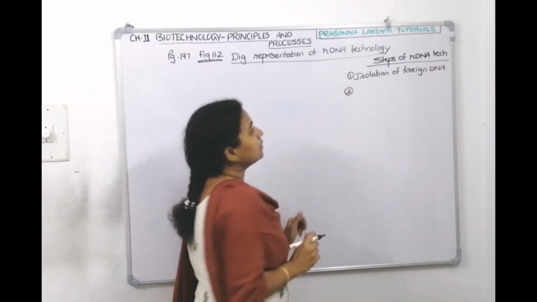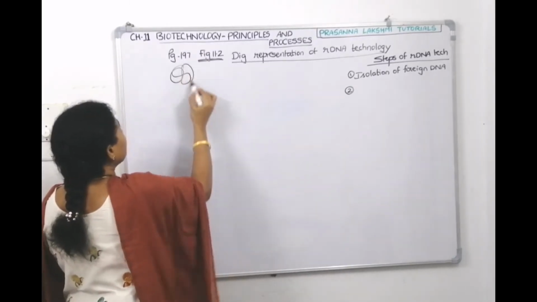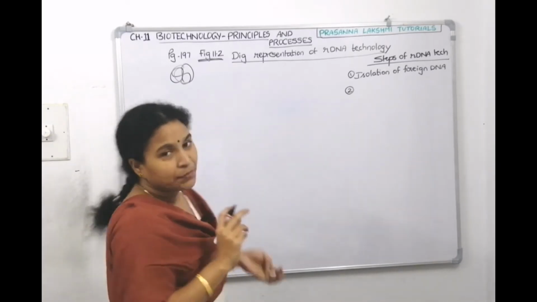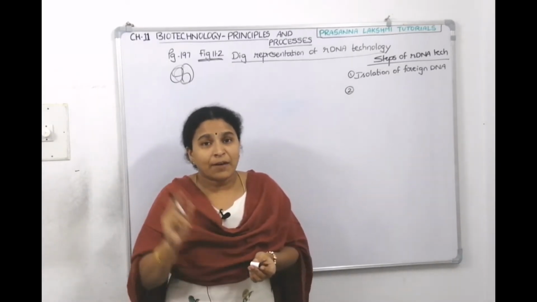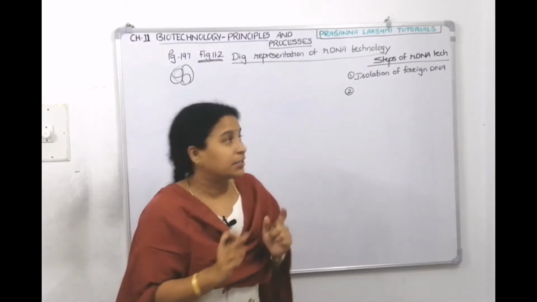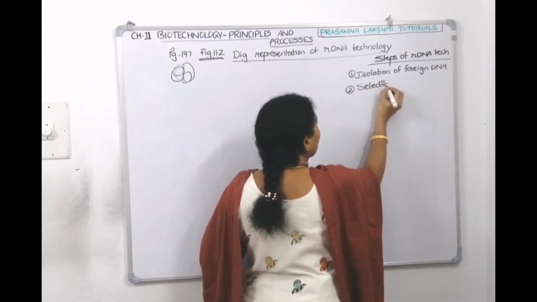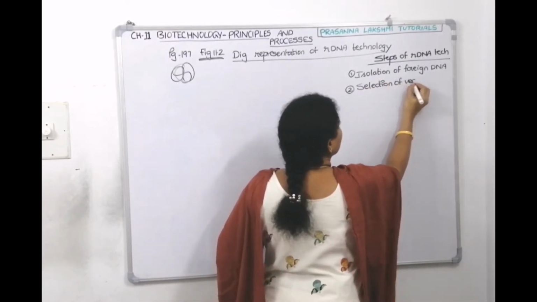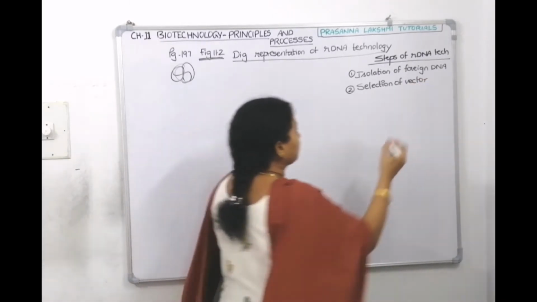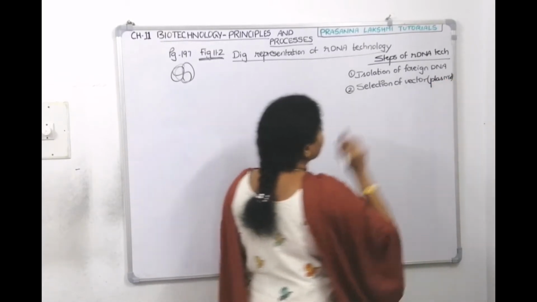Now, after selecting the desired DNA, from this we are going to isolate our foreign DNA. How do we isolate it? We have a separate step for that, there we will see. Now, after isolating the foreign DNA, the second step is selection of vector DNA. In the diagram, they have taken plasmid as a vector. This also we will do in a separate class. What are vectors, cloning vectors, that we will see.